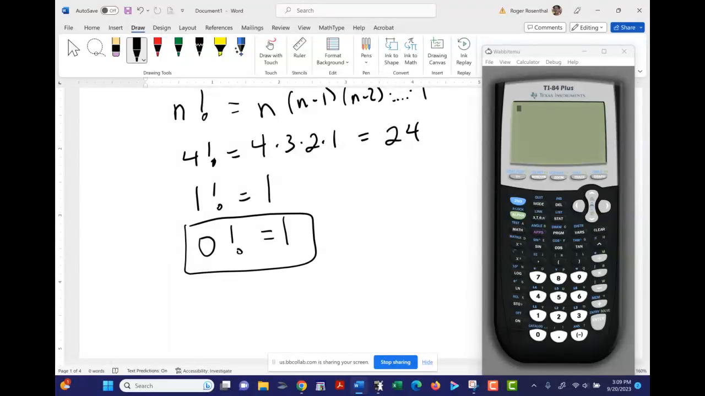Maybe at the end of this recording, I will show you why 0 factorial is considered to be 1. But for the moment, just trust that it's equal to 1. And you don't have to watch the part of the video where I explain why it's equal to 1. Just be sure you know it.